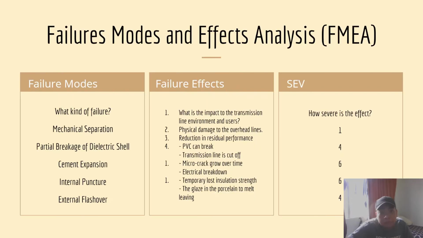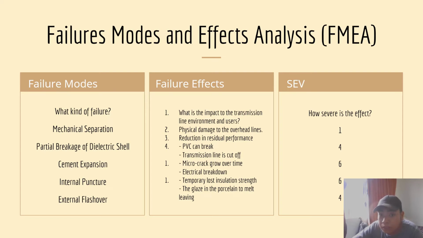Okay, this is the failure modes and effects analysis. This is the table that we set. First of all is what kind of failure. The failure effect is what is the impact to the transmission line, environment, and user. The SEV is how severe the effects are. The second one is the mechanical separation.